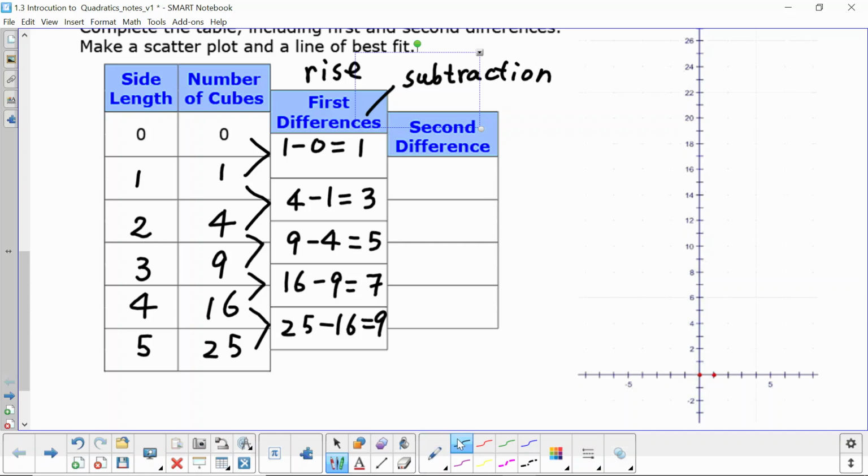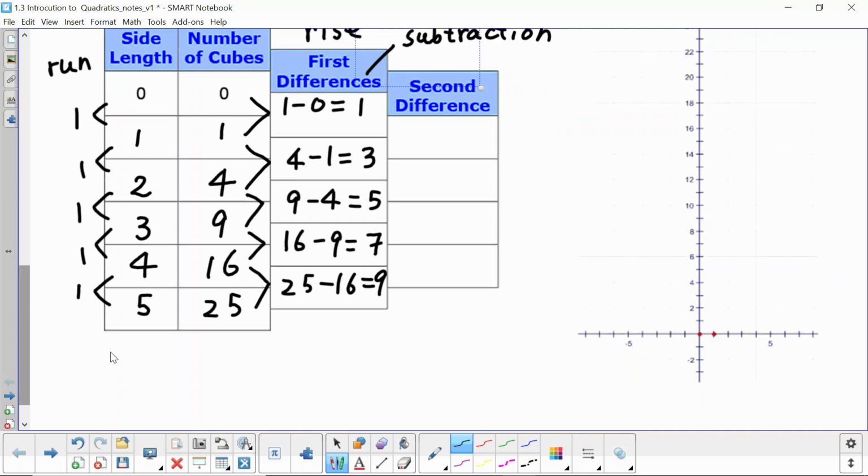The difference is subtraction. Then you will see the rise, and if we look at the run, this one goes right one. Go to the right side one. So the run is 1 and the rise is different. We know the slope is rise over run.